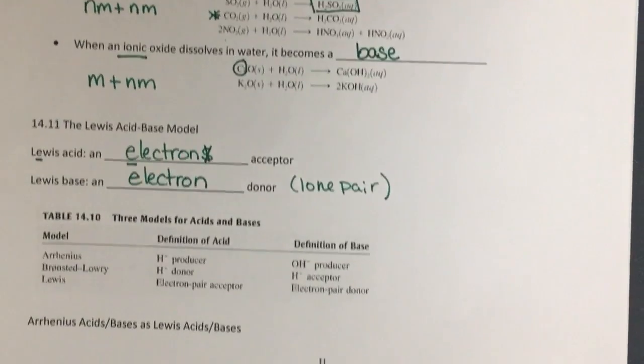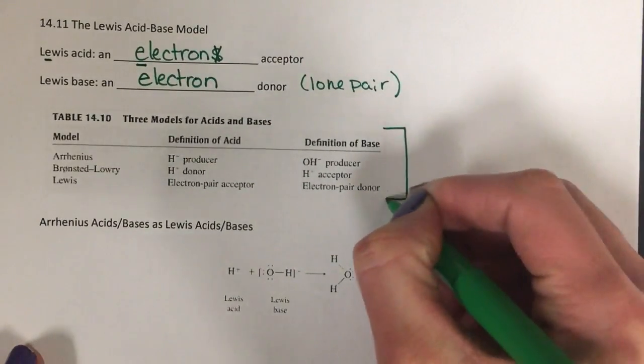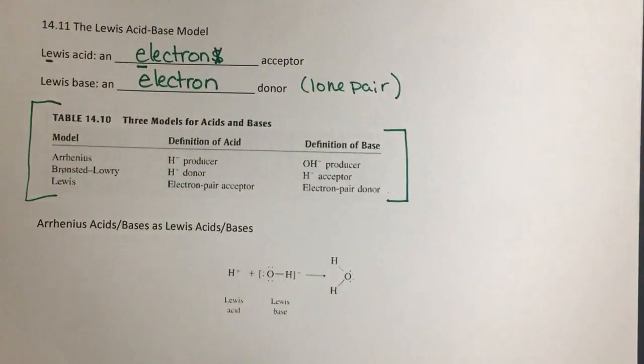Okay? So this table talks about our different types. It's really important that you know the difference. Okay? Because sometimes they'll say which of these is an Arrhenius acid but not a Lewis acid, or which is Bronsted-Lowry but not Arrhenius, or something like this. Okay? So here's the way this works.